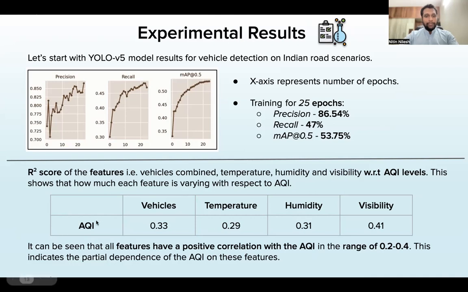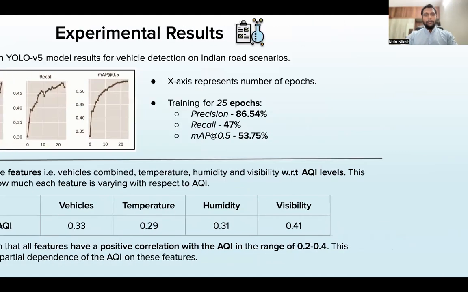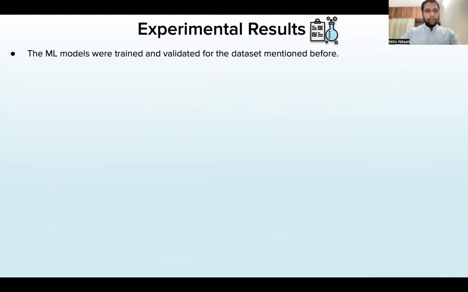We see that all the features have a positive correlation with the AQI in the range of 0.2 to 0.4. This indicates the partial dependence of the AQI on these features. So these are all saying that these features are playing some important role towards estimating the AQI. So let's talk about the results of the ML model.